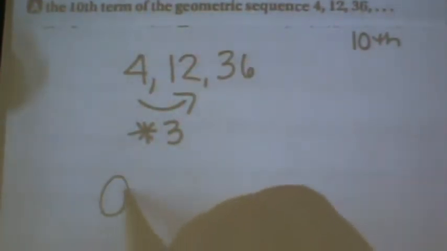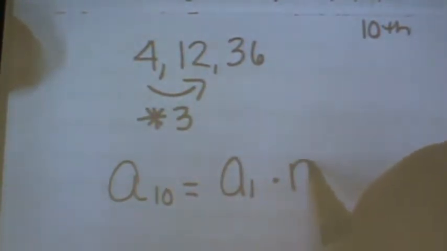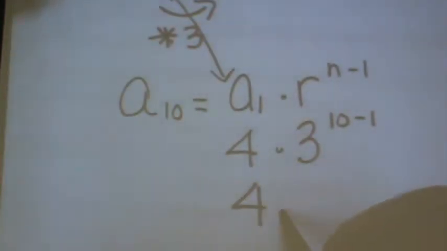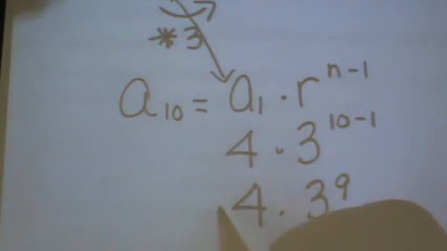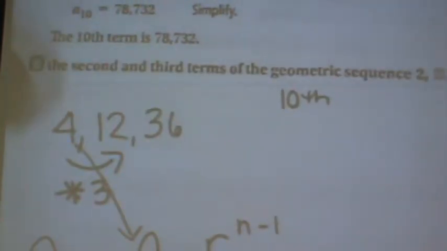The explicit formula looks like this. The 10th term is the first term in the sequence times the R value to the n minus 1 power. So in other words, 4, R is 3, and then 10 minus 1. So what is 4 times 3 to the 9th? You're going to need a calculator for these problems. Order of operations is do this first and then multiply by 4. You should get 78,732. Yep.